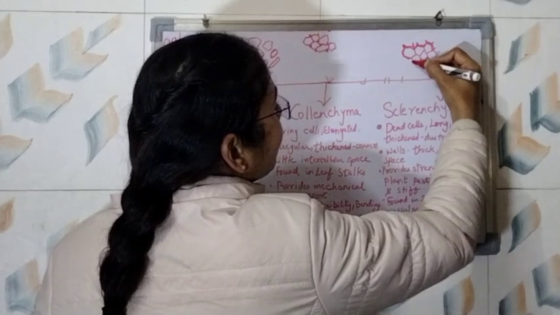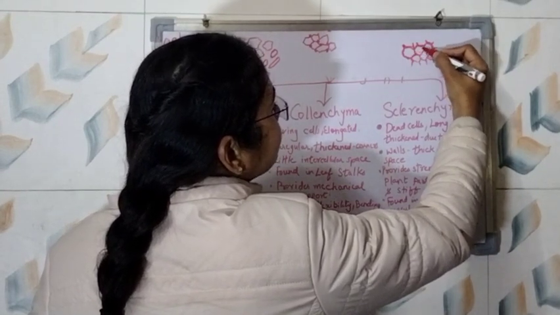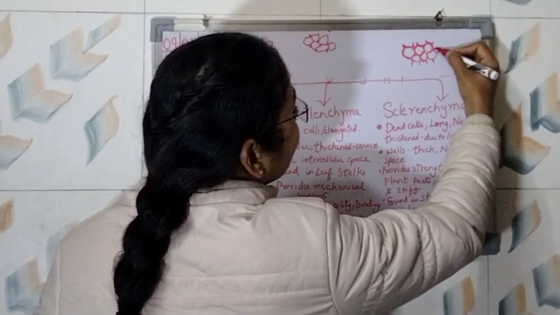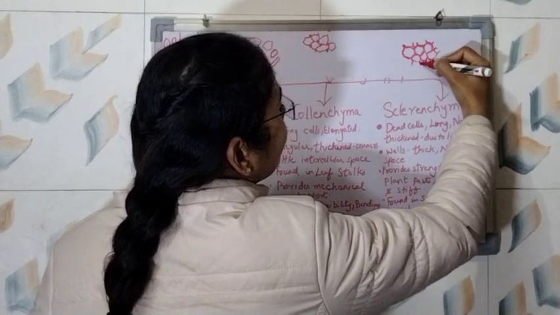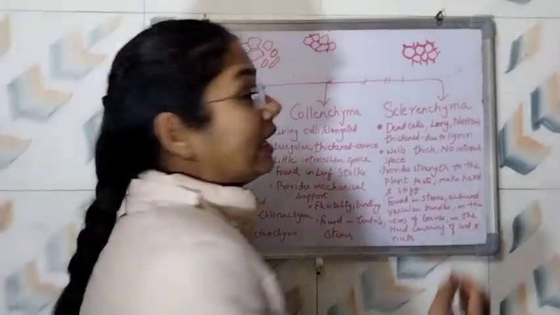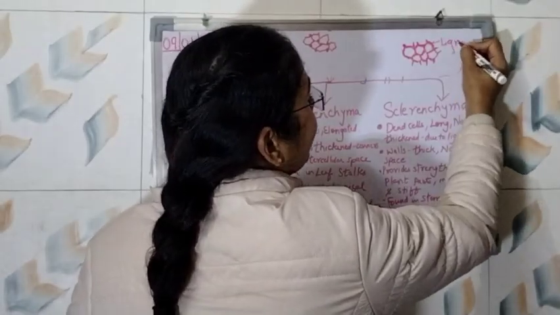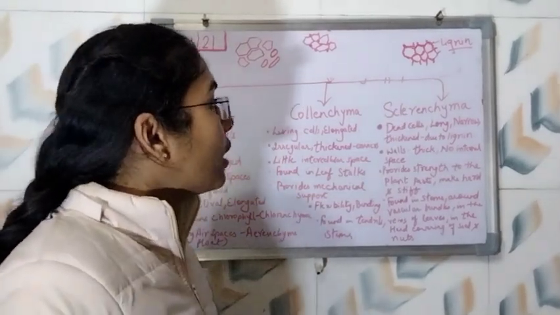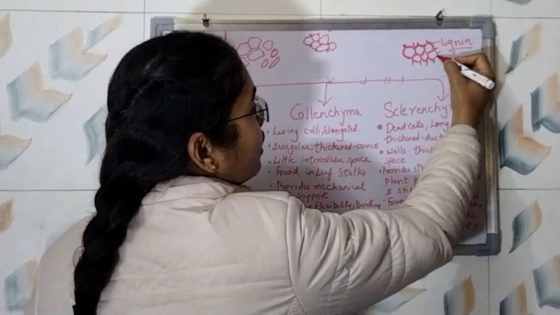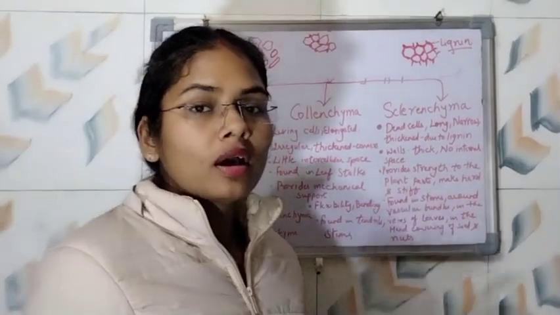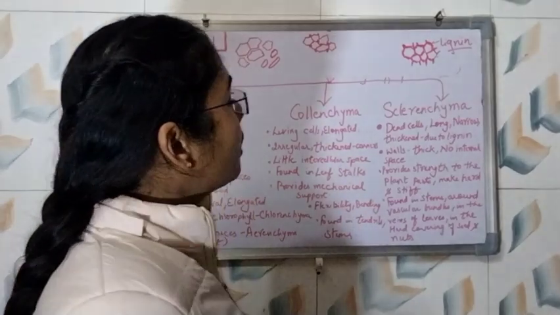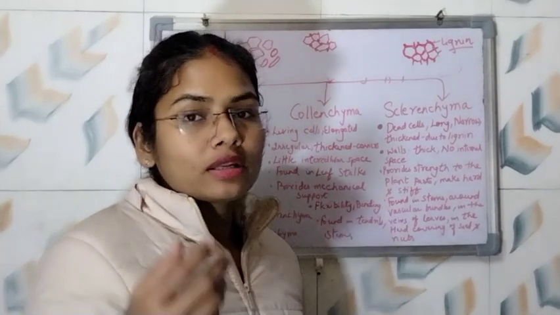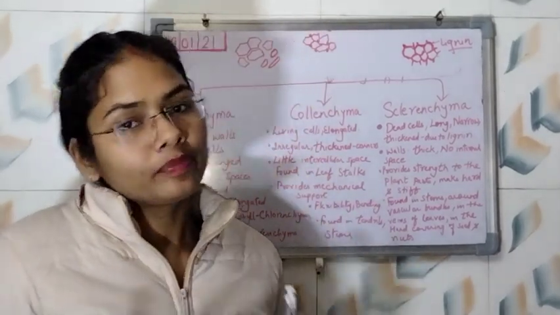And here what is present? Yes, there is the presence of lignin. It is lignin, right? It has a thickened cell wall, right? So you can see there are no spaces in between the cells, right? And it provides strength to the plant part. Mainly it makes the plant hard and stiff, right?